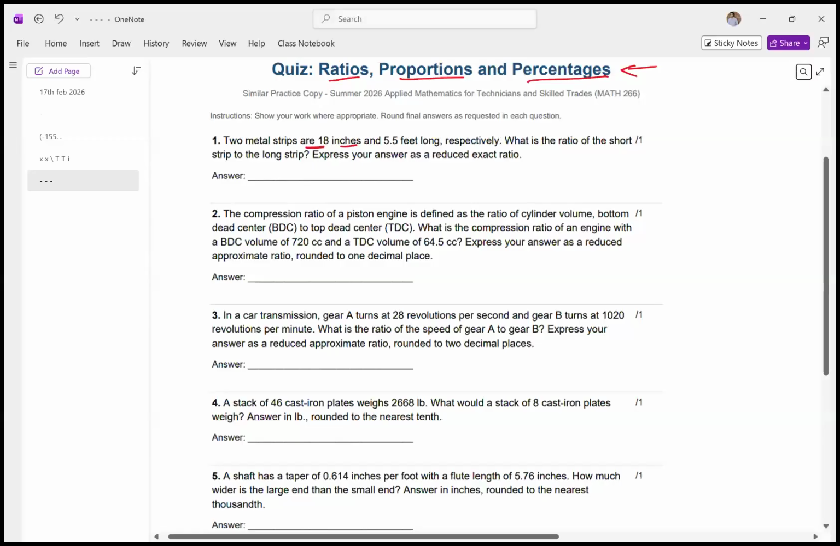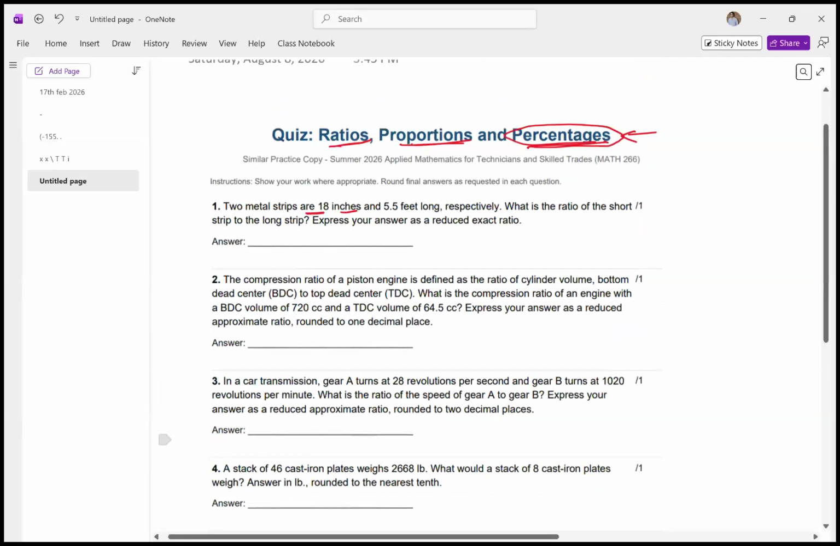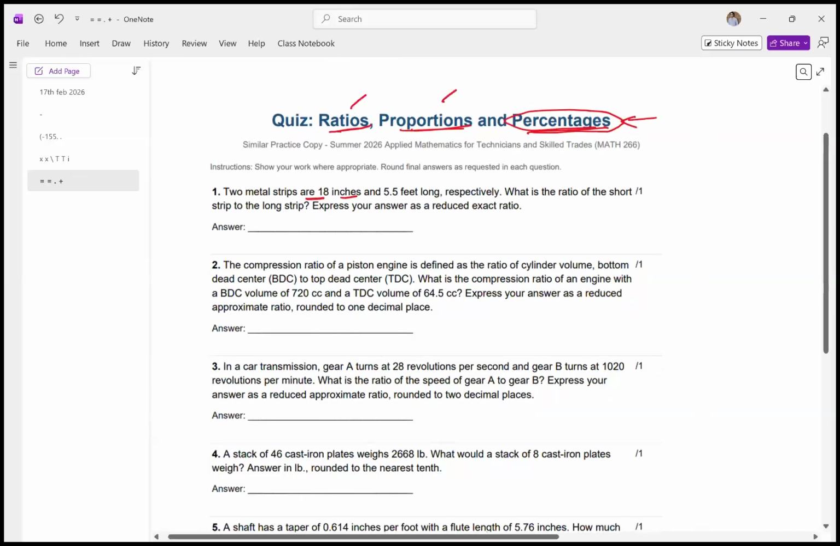Welcome back, folks. In this video lecture, I will be talking about ratios and then talk about proportions. And in the next video lecture, we'll talk about percentages. But today's video will concentrate on ratio and proportions.